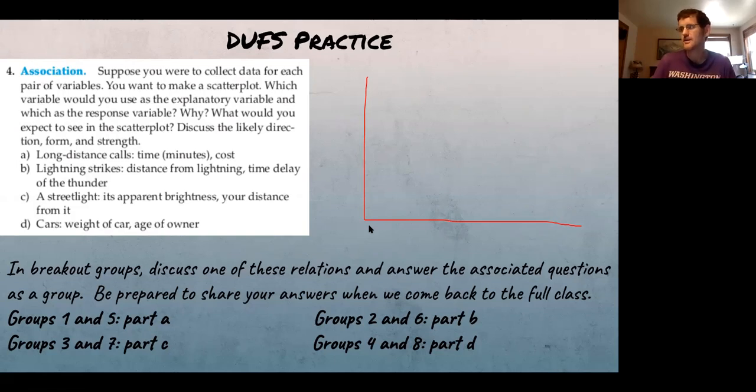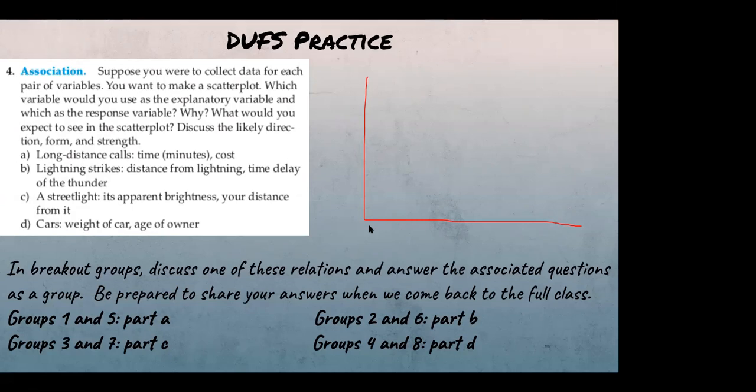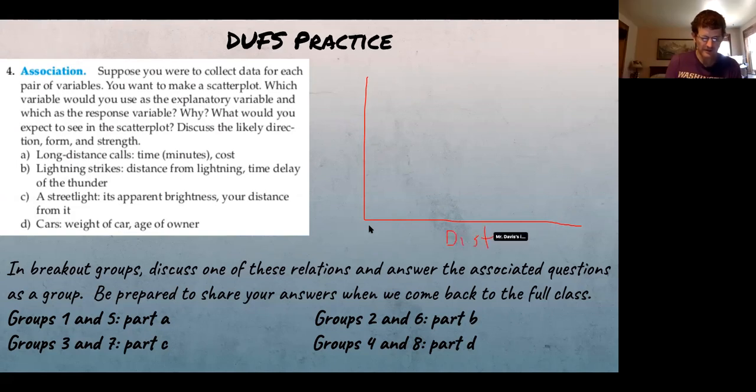So let me just get group 3 maybe to think about this. Which is going to explain the other, the apparent brightness or your distance from it? What goes on the x-axis, I should say? Would the distance explain the brightness? I think that's fair to say. That's how I think of it.